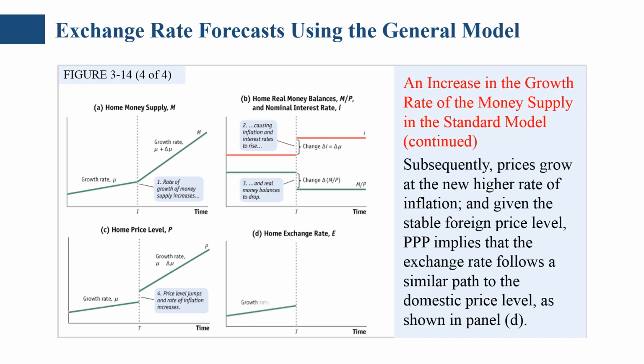Subsequently, prices grow at a new, higher rate of inflation, and given the stable foreign price level, PPP implies that the exchange rate follows a similar path to the domestic price level, as shown in part D.